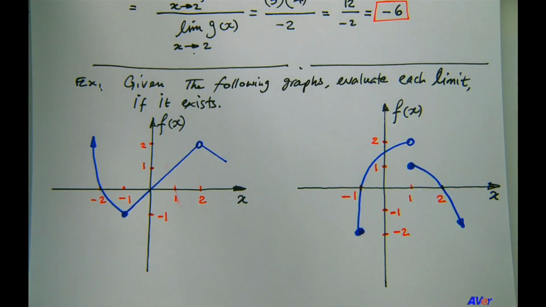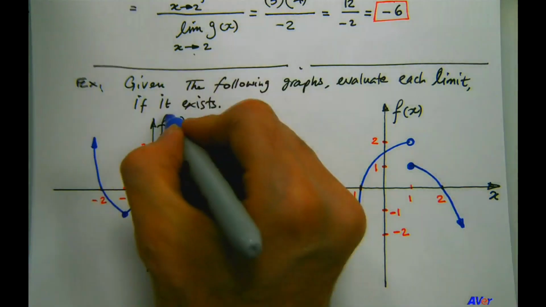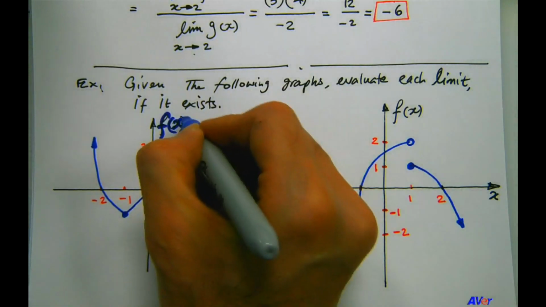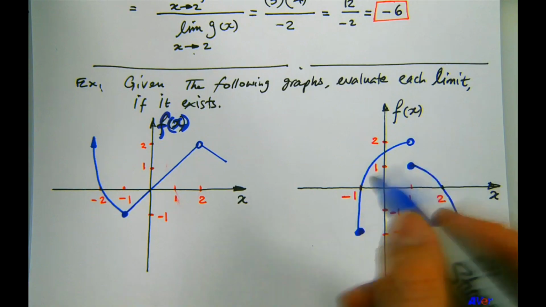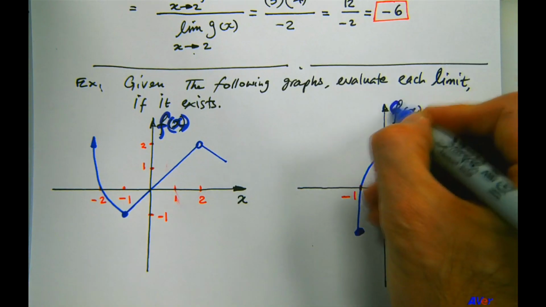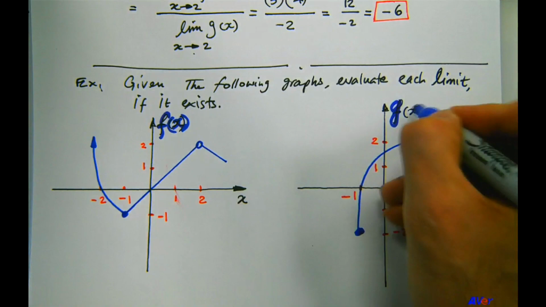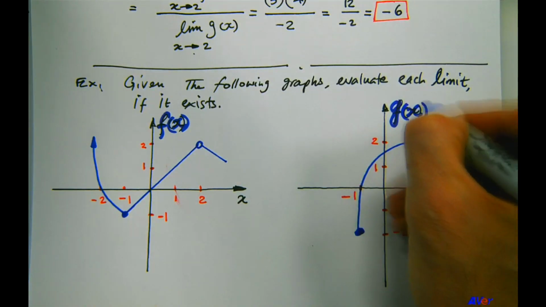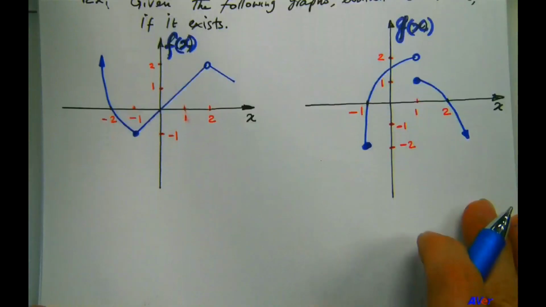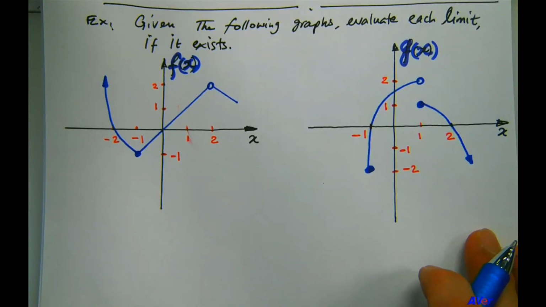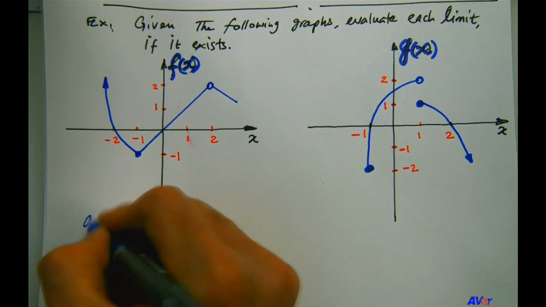Okay, and I should correct myself here. This one is f of x, and this one though is not f of x, this is g of x. Okay, so 2 different functions there. So given these graphs, we are asked to evaluate each of these functions. Let me write them underneath.